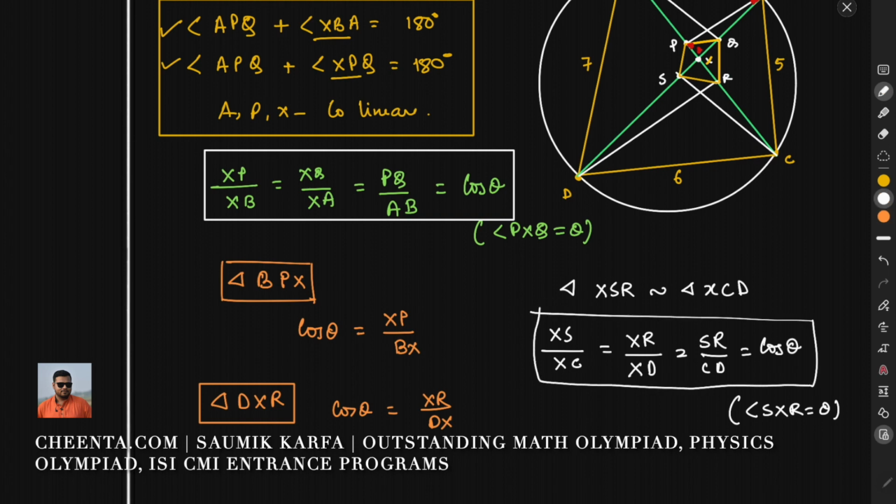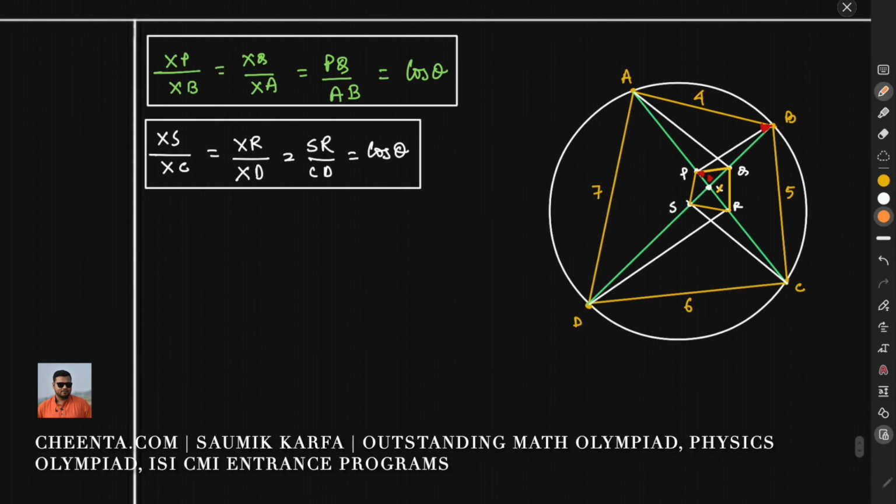Let's box it out. Okay, now my next claim is that triangle XPS is similar to triangle XBC. Now why is that true? If we can somehow prove that two of its sides are in the same proportion and the angles holding these two sides are equal, then we are done. That is called the SAS criterion of similarity. So using SAS we'll be proving it.